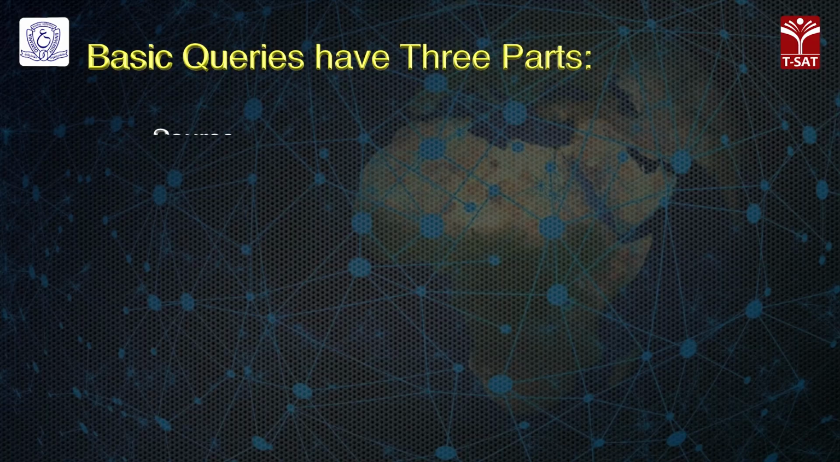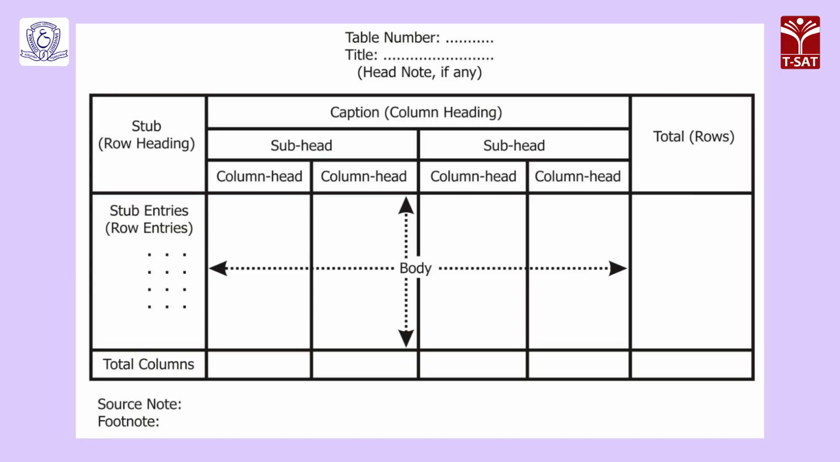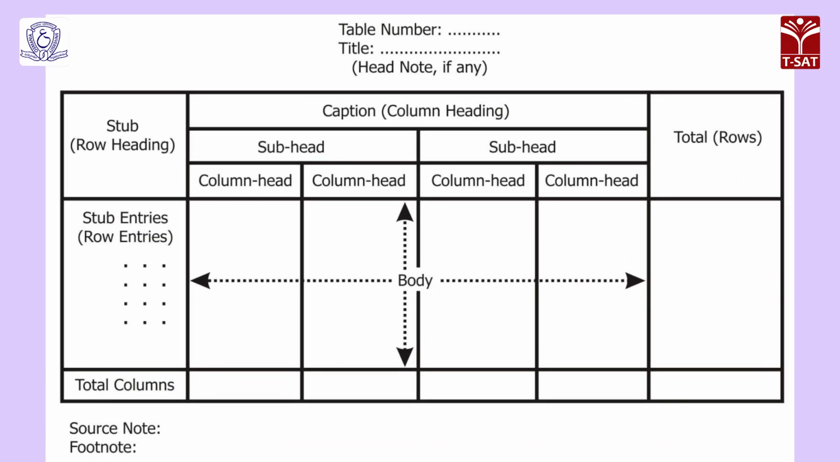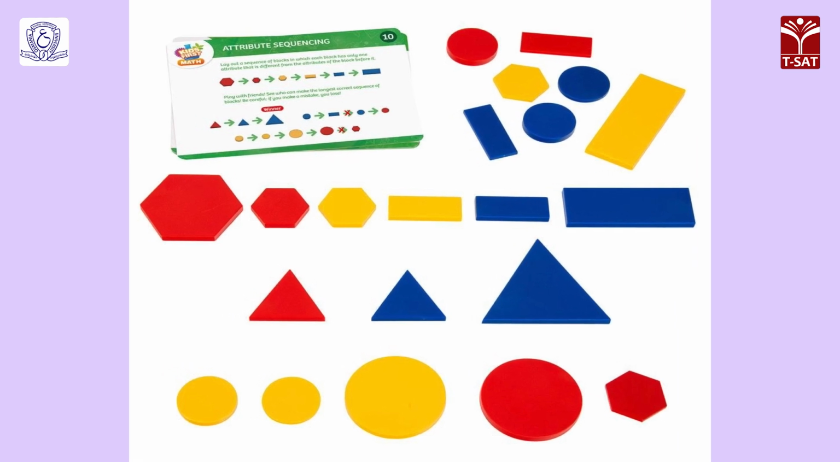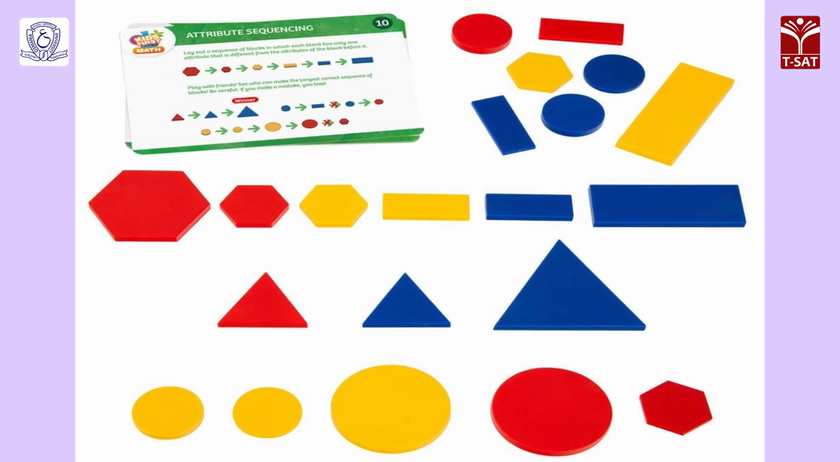Building a basic query. All basic queries have three parts: source, filter, and relationship. This is true for both attribute and spatial queries. The source can be a table or feature class. The filter can be an attribute value or a shape or feature. The relationship between the source and filter is based on logical comparison and spatial operators.